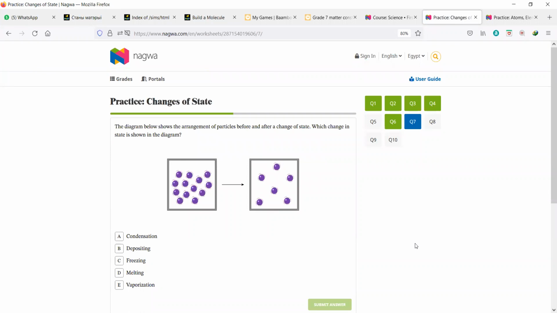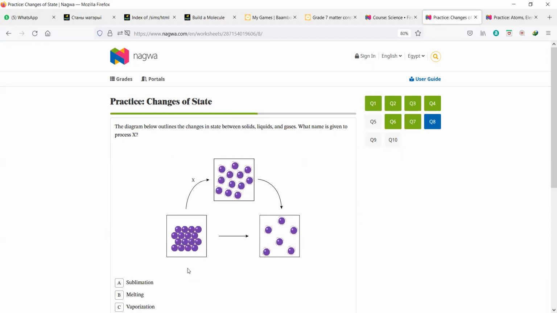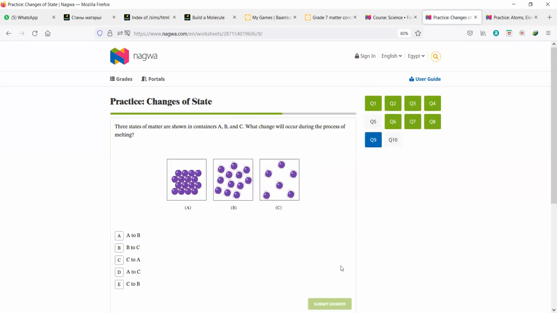Okay, this one we just made it, right? Oh, it's another one. Okay, X, this one, is melting. What change will occur during the process of melting? B. From melting, yes, it's from A to B.